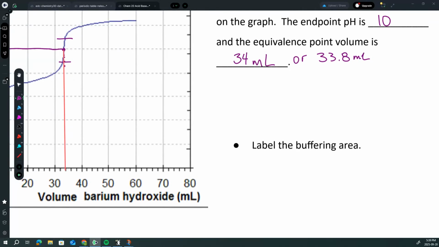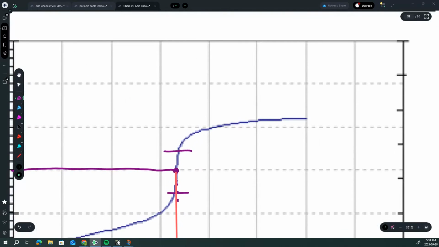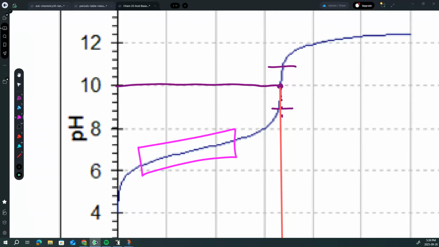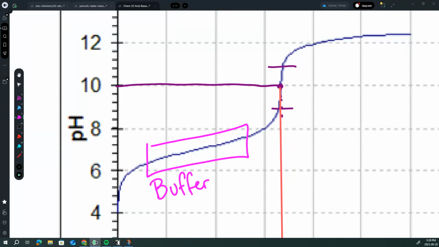Next, we're asked to label the buffering area. So remember, it's never going to be the last plateau. So the only other plateau is right here. So right here where it's resisting change to pH, that is going to be your buffering area. That right there, that's not part of your buffering area because the pH is actually changing quite a bit there. Okay, so right there is your buffering area or buffer area, same thing.